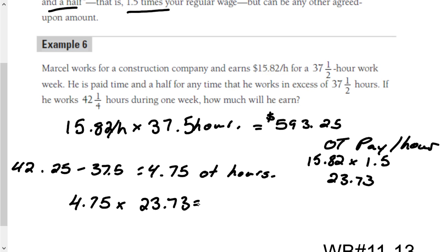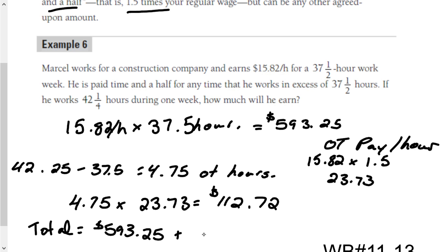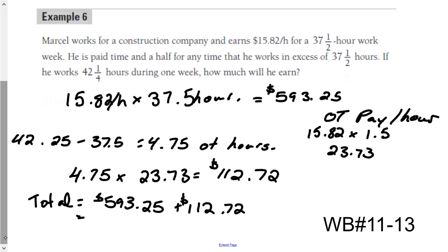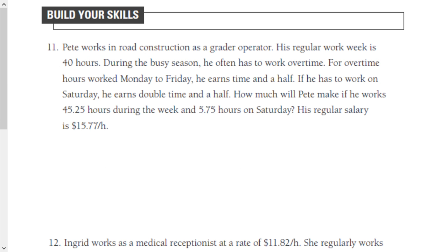23.73 times 4.75 is $112.72. So total pay is $593.25 plus 112.72, which leaves us with $705.97 for the week. All right, you're going to try the next one on your own. And that'll be it for the day.